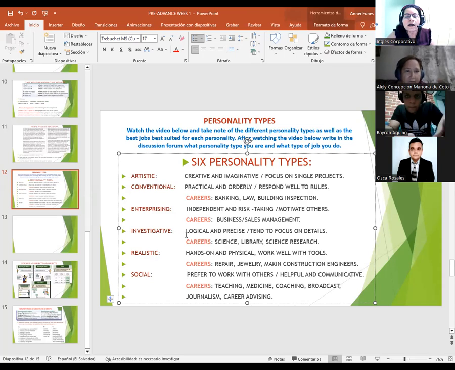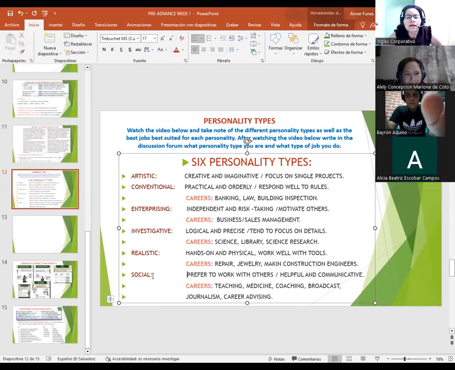Investigative: logical and precise. Tend to focus on details. What about realistic? Hands-on and physical. Work well with tools. What is the meaning of tools? Herramientas. Yeah. Social: they prefer to work with others, and they are helpful and communicative.